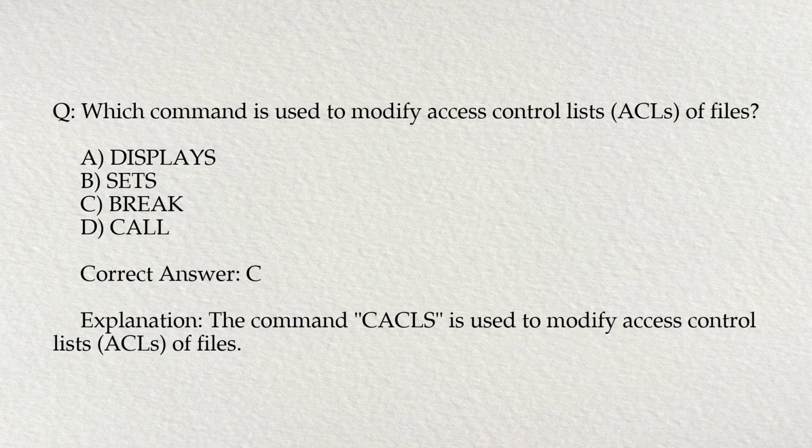Q, which command is used to modify access control lists ACLs of files? A. Displace. B. Sets. C. Cacls. D. Call. Correct answer, C. Explanation: The command cacls is used to modify access control lists ACLs of files.